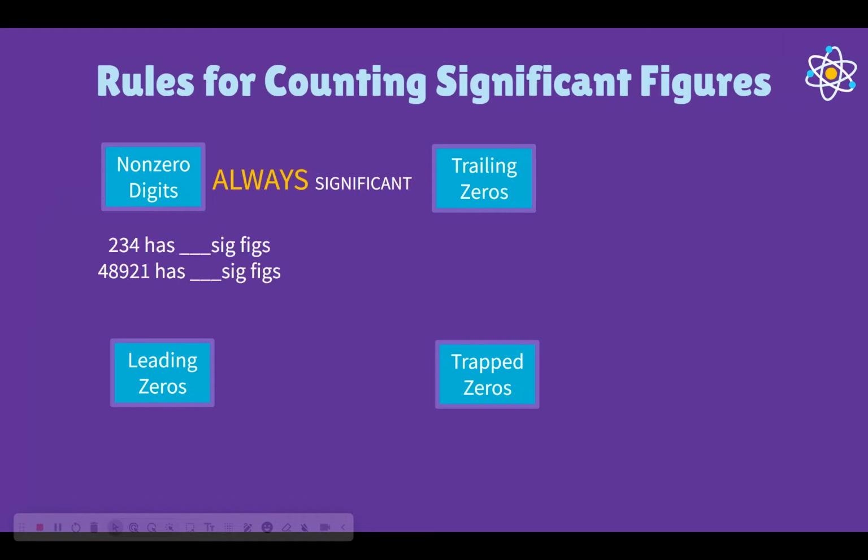If I look at a number like 234, all of those are non-zeros, so that number has 3 sig figs. Take 48,921: again, all of those digits are not zeros, so they all count. I would say 48,921 has 5 significant figures. When we get to the zeros, this is where it gets a little bit more challenging to figure out if they're significant or not. We're going to talk about 3 types of zeros.